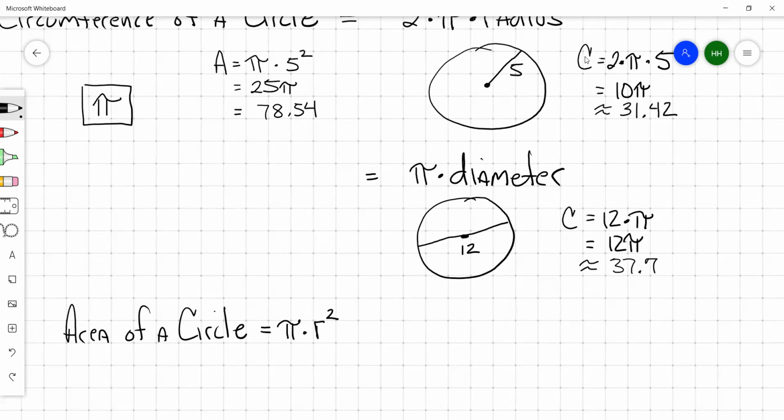The area of this other circle, area is going to be equal to pi times the radius squared. If the diameter is 12, the radius is 6. So 6 squared. 6 squared is 36, so this area would be 36 pi. And that's 36 times the pi button in your calculator. Hit equals, 113.1.